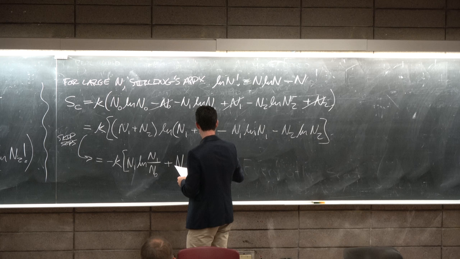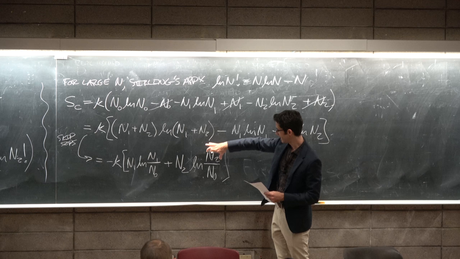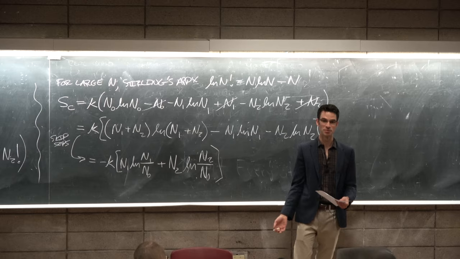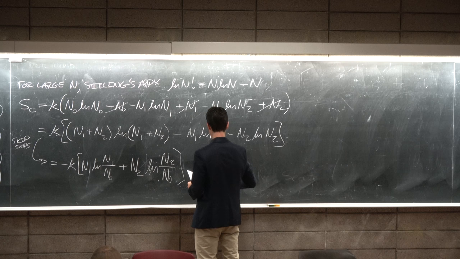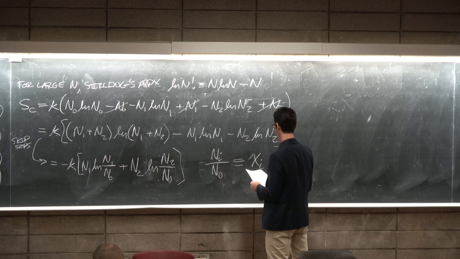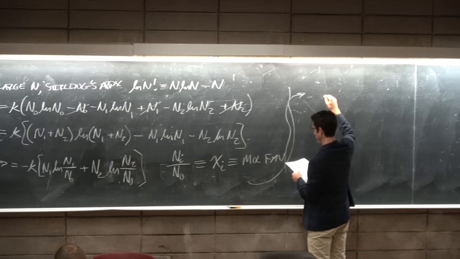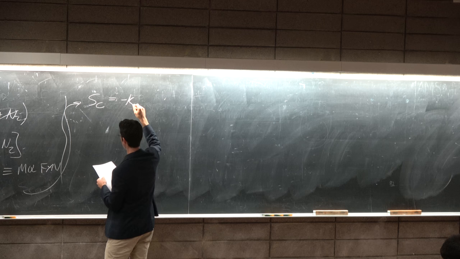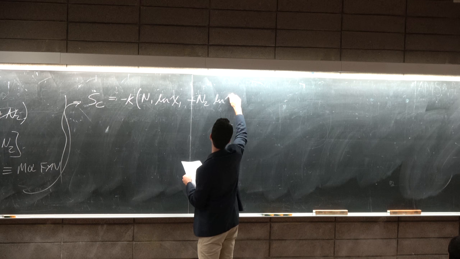N2 times ln N2 over N naught. Okay, now we're going to define something here. N1 over N naught and N2 over N naught is a mole fraction because it's the number of things of one divided by the total number of things in the system. So N sub I over N naught is defined as X sub I, or the mole fraction. So in terms of mole fraction, the configurational entropy equals minus k, the Boltzmann constant, times N1 ln X1 plus N2 ln X2.